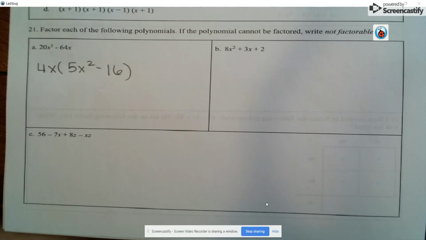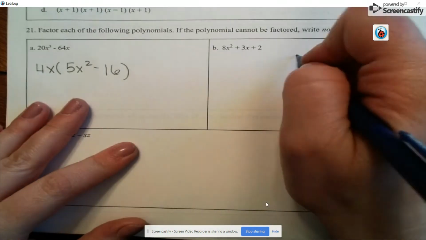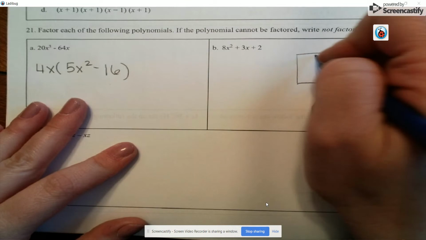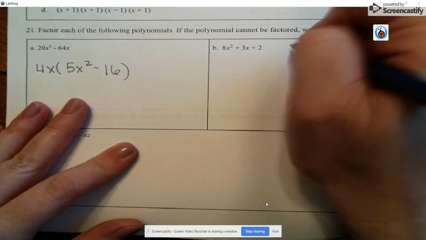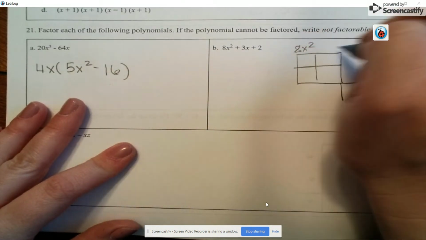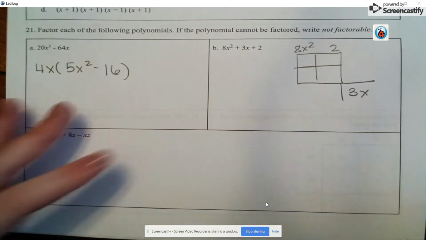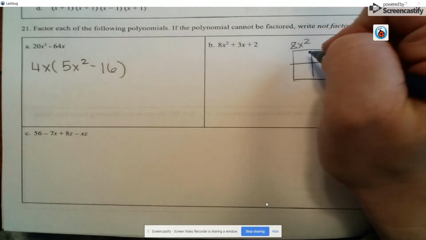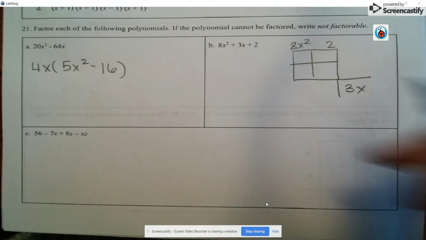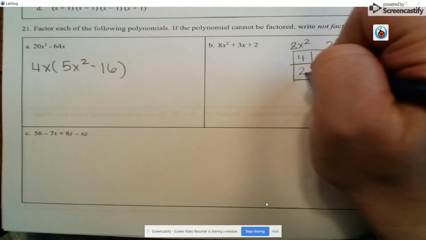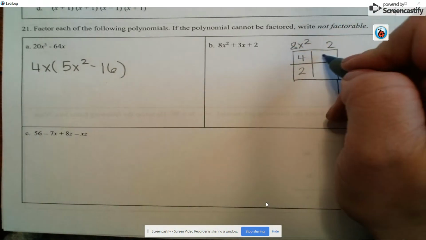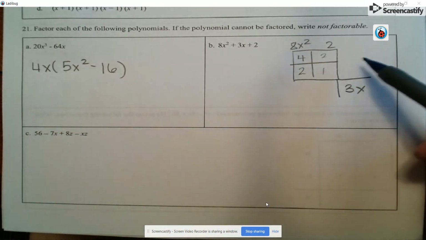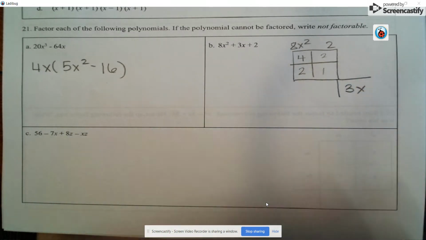Okay, for B, let's see if we try a factor box for it. So I'm going to have 8x squared, 2, and 3x. So I want to kind of guess and check a little bit here to see if anything will work. I know my factors of 8 are 4, 2, 8, and 1. So I'll start with 4 and 2 and see. I know this has to be 2 and 1. So either 2 and 1, that'll give me 10x. That's not going to work.